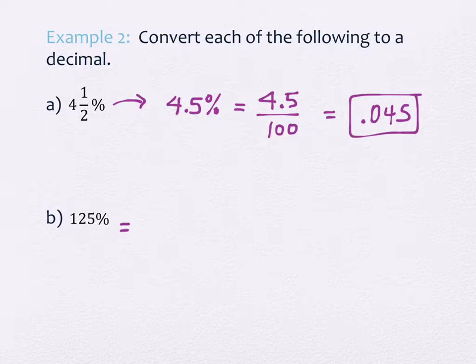And the same thing happens down here. If we were to write this out of 100, it would look like this. And if we do that, or we move the decimal point 2 to the left, what do we get? 1.25. Yeah.